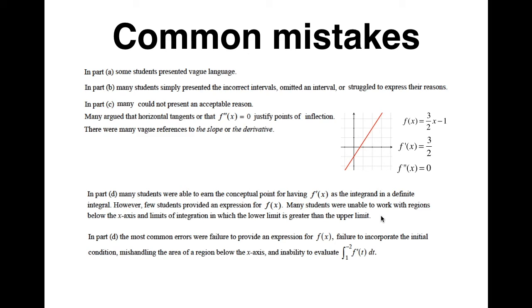In part D, the most common errors were failure to provide an expression for f of x, failure to incorporate the initial condition, that's the plus 3, mishandling the area of a region below the x-axis, and inability to evaluate when we are going backward from 1 to -2. So we saw all these mistakes in the student's work. We also saw a first student who did everything right.